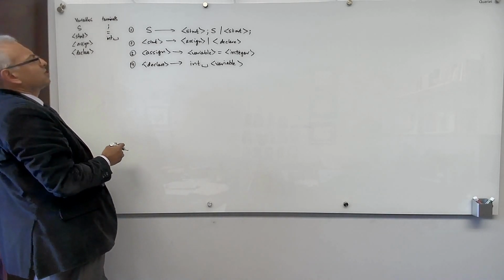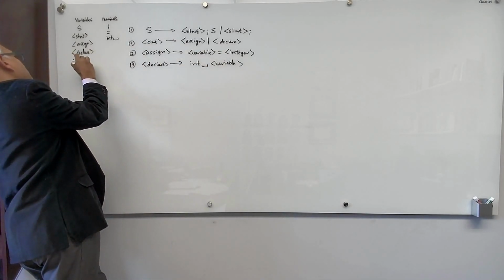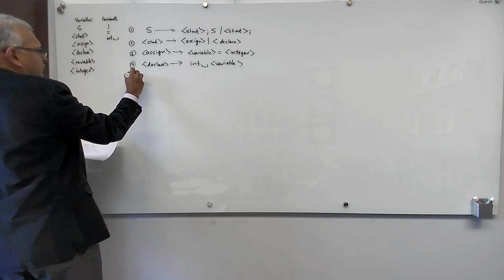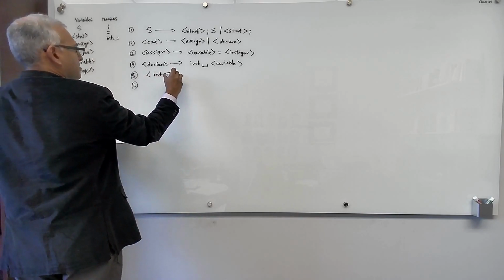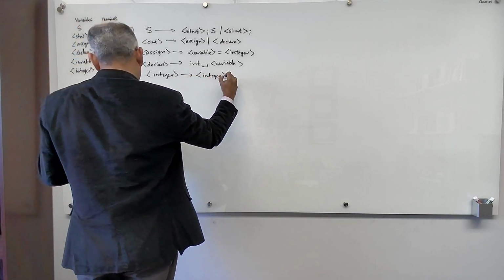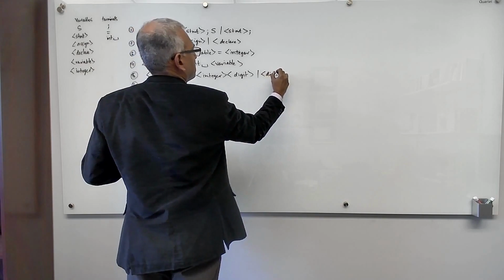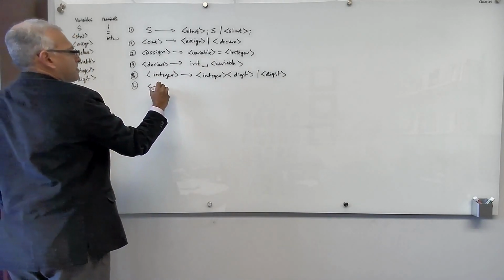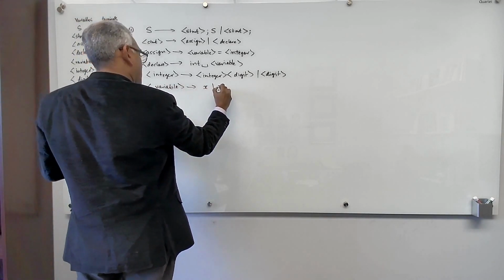Okay, and we've also introduced two new variables, which are the integer variable and the variable. So what we call a variable. So we have a variable and we have the integer. Okay, so I have to tell you what you can do with variables and integers. So an integer can become either another integer followed by a digit, or just a digit. So we've introduced another variable, which is called the digit. Okay, and the variable can be replaced with either x or x followed by a variable.